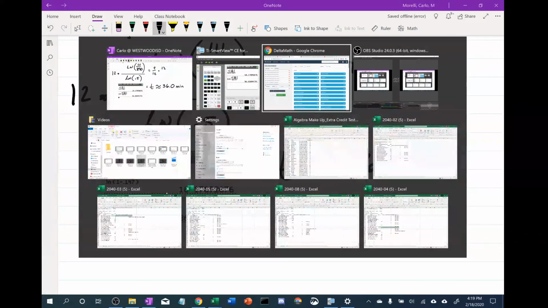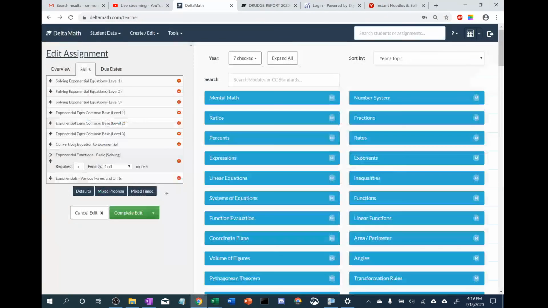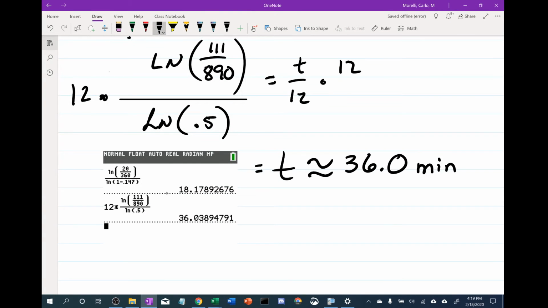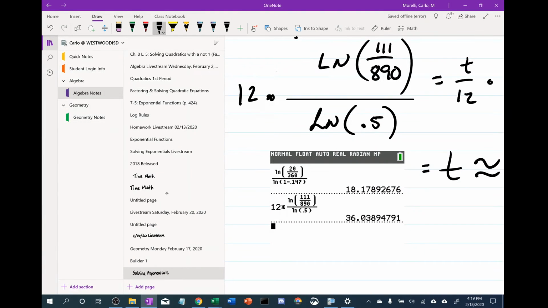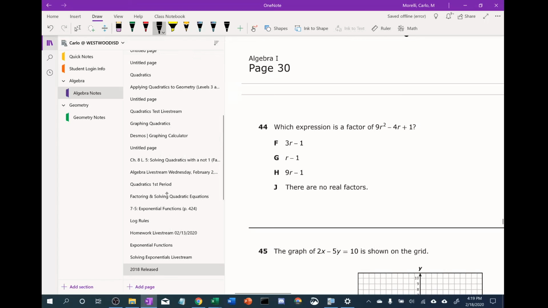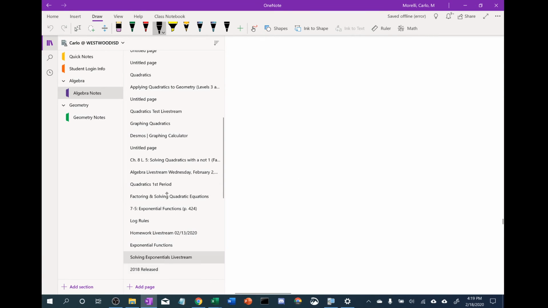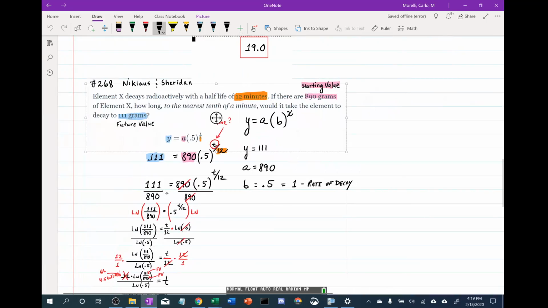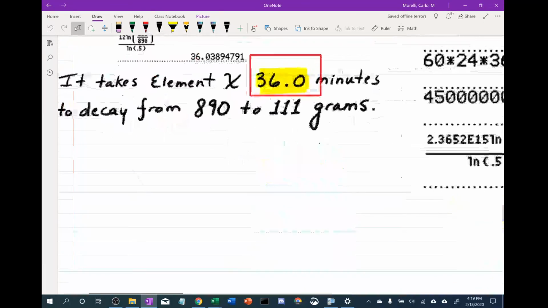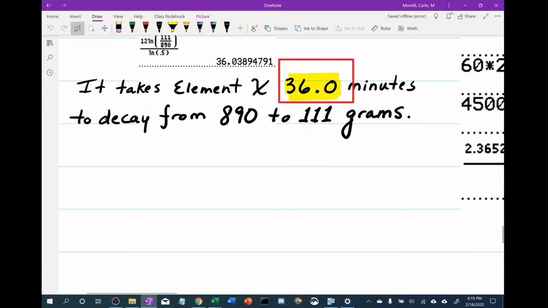Let's go plug that in and see if we were, oh, I don't have that one loaded up. Okay. Well, let's see if we were right. Let me go back to that problem. Solving exponentials live stream. Yep, there we go. It takes element x 36.0 minutes to decay from 890 to 111 grams.